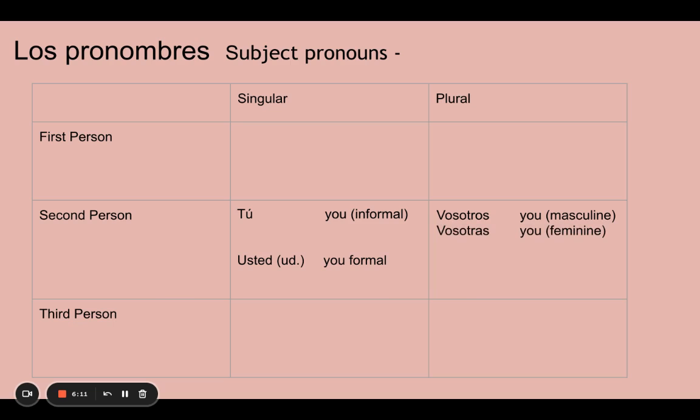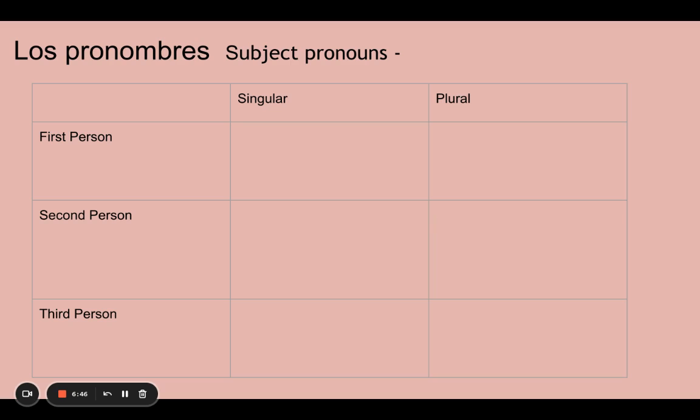Vosotras, informal plural. This part, masculine or feminine, it is the plural form of you. Okay, you don't just put an S on things. The word changes altogether in this form. Now, when you're talking ustedes, on the other hand, to make it plural, you do just add the S. Okay, this is the formal form of the word you in Spanish.